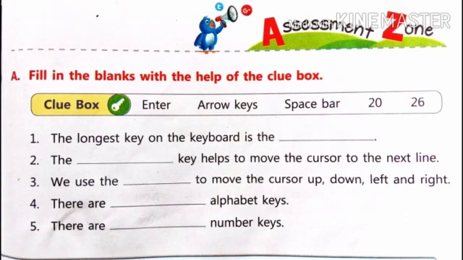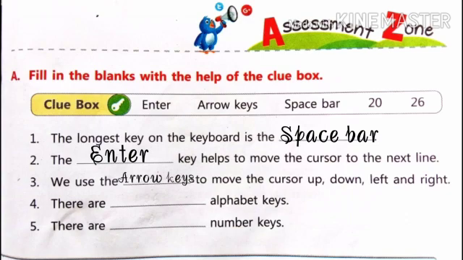1 number. The longest key on the keyboard is the dash. So the answer is space bar. The longest key on the keyboard is the space bar. 2 number. The dash key helps to move the cursor to the next line. The answer is enter. 3 number. We use the dash to move the cursor up, down, left and right. Our answer is arrow keys.